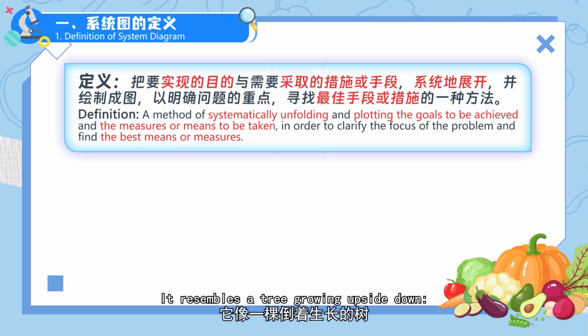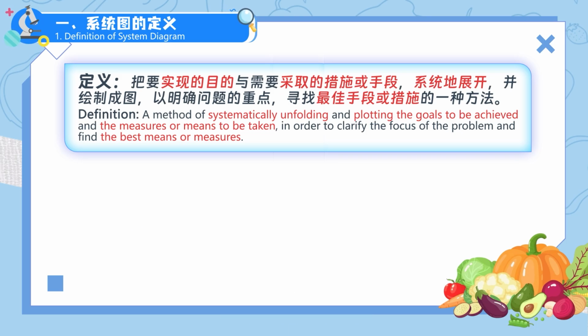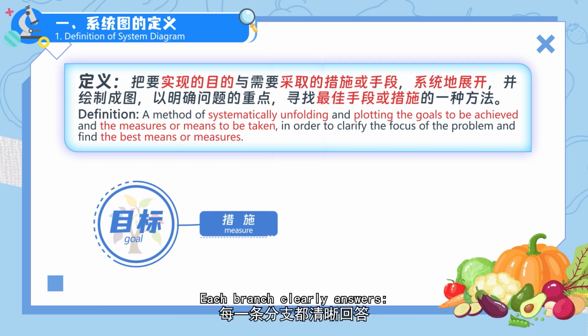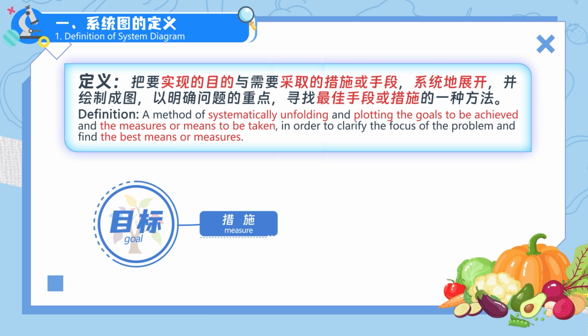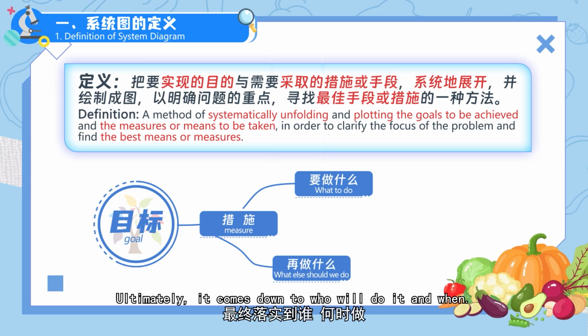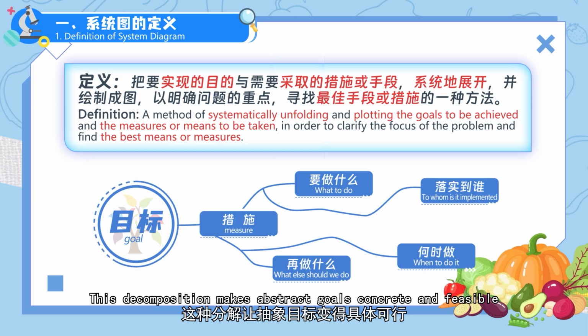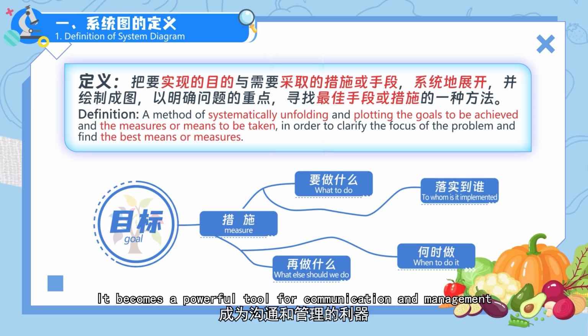It resembles a tree growing upside down. The top is the goal. It branches downwards into increasingly specific measures. Each branch clearly answers: in order to achieve the goal, what do we need to do? What else should we do? Ultimately, it comes down to who will do it and when. This decomposition makes abstract goals concrete and feasible. It becomes a powerful tool for communication and management.